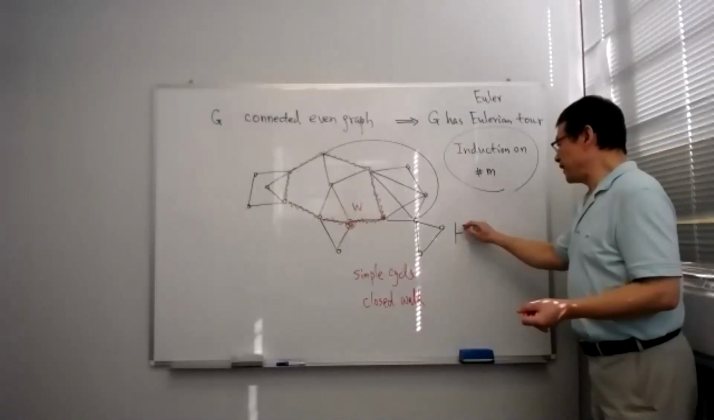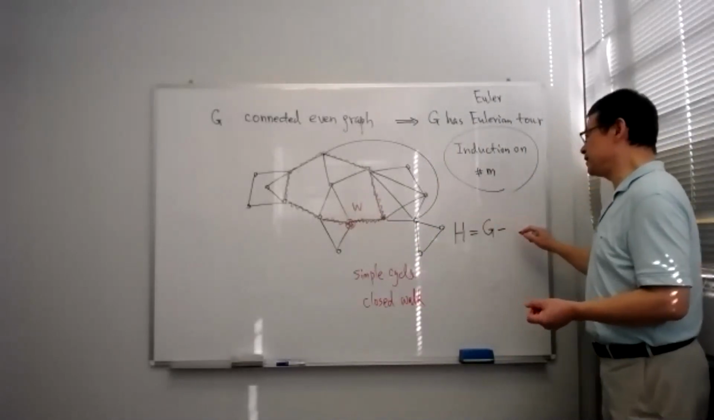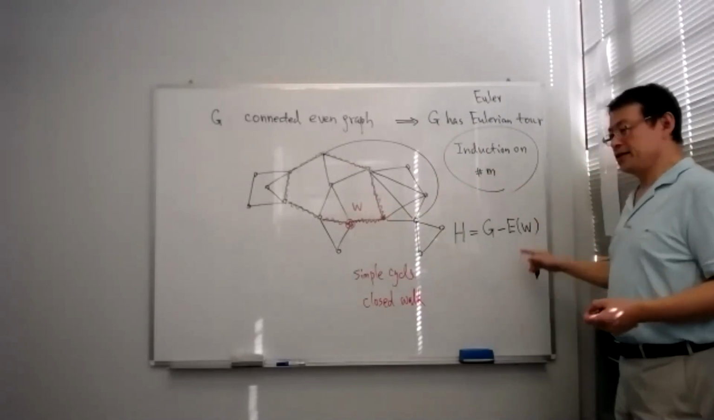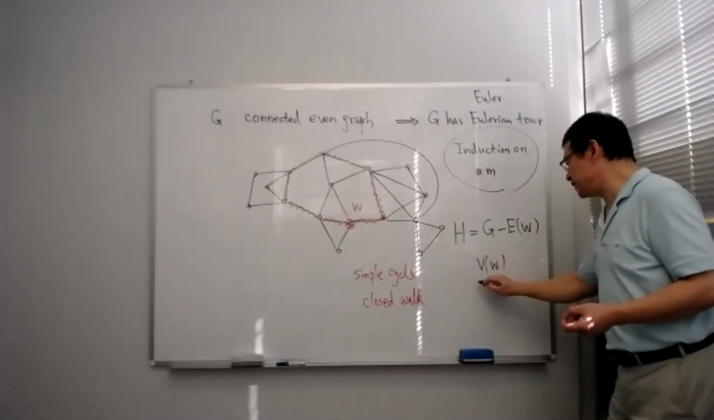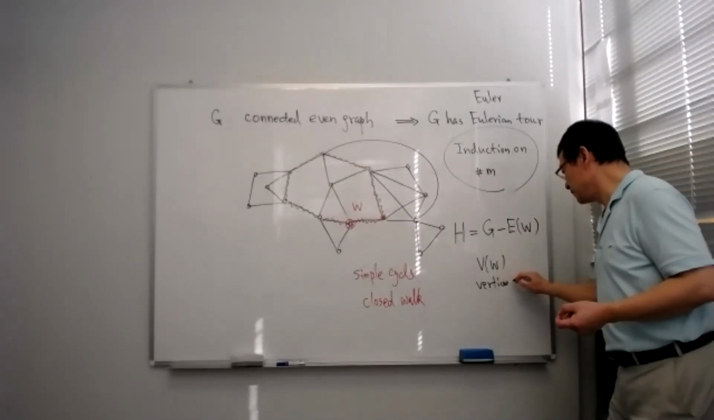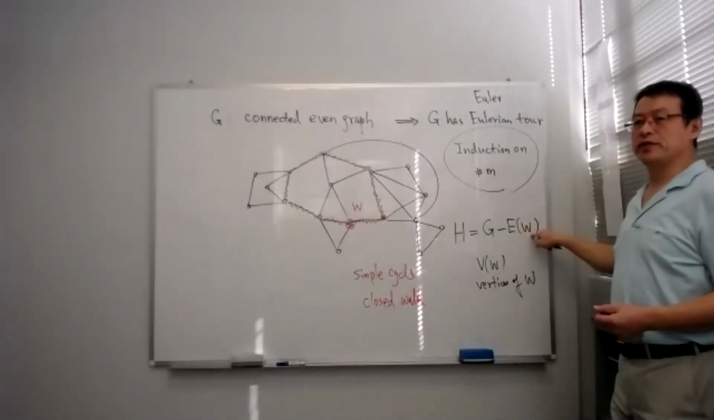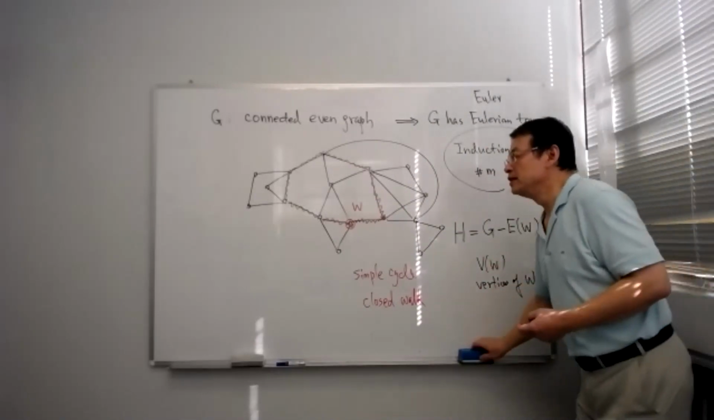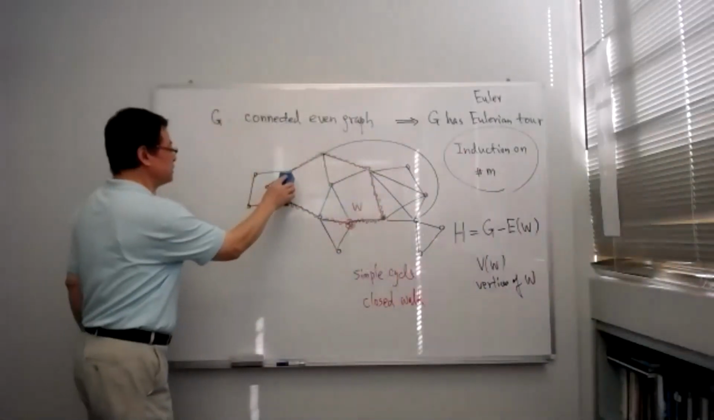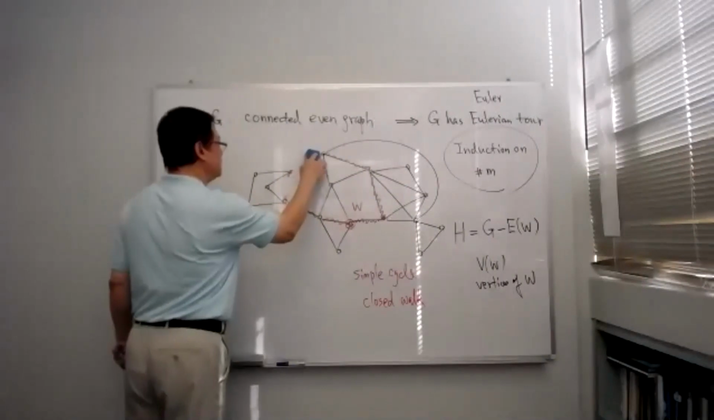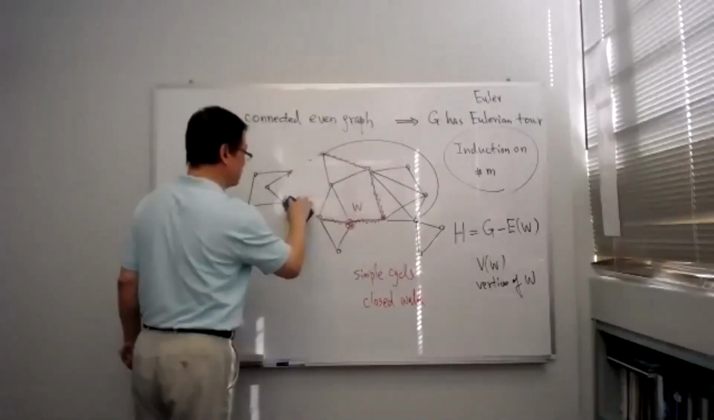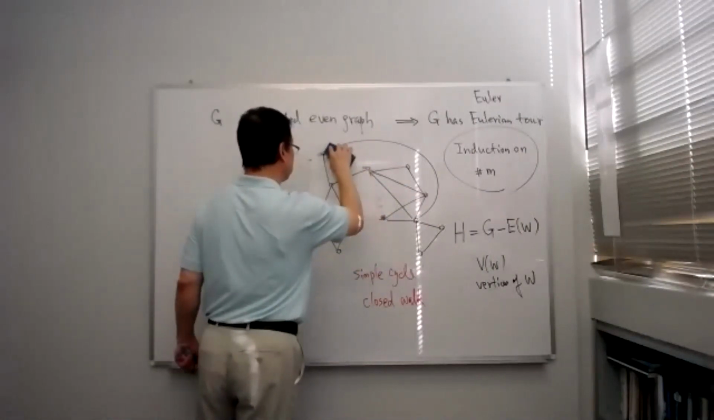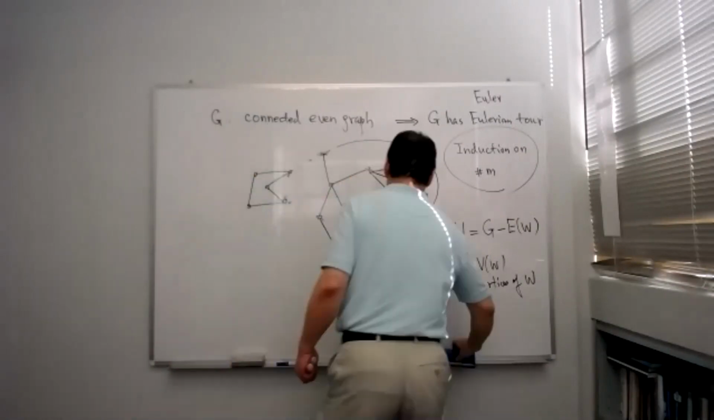Then consider the new block, H, equals the old block, delete the edges of this walk. Again, we use this notation: if I use VW to denote the vertices of W, then that's the edges of W. So if I delete these edges, I get a new block. Let me delete it, but not entirely, just to show you something is gone. All right, I get a new block.